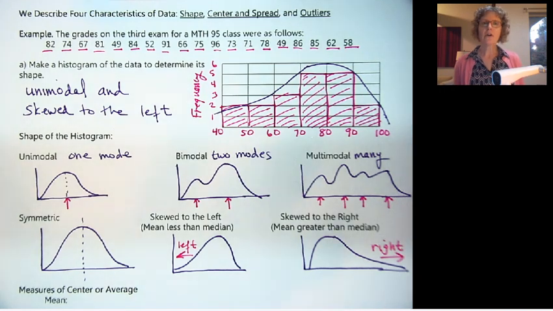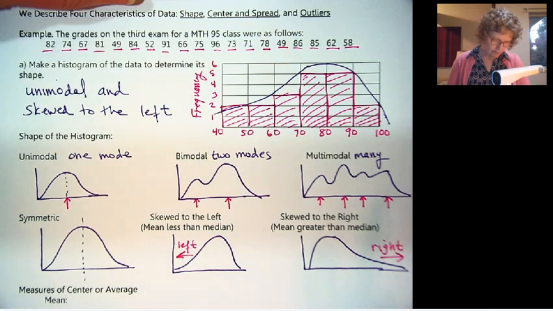So those are the words we want to use to talk about shape. We want to say how many modes it has, whether it's symmetric or skewed, and which way. So that is the shape. Now we'll get into the center. And I'll come back to this mean less than median and mean greater than median. First we need to talk about the mean and the median.